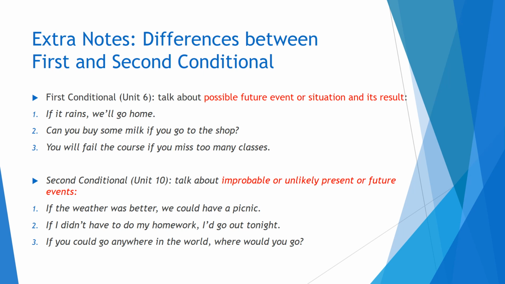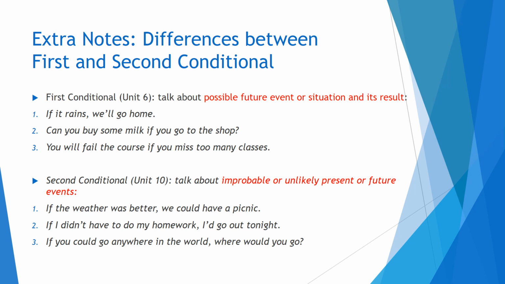But the second conditional is about unlikely, improbable, not real situations. Okay, so here's a few more examples. Number one, if the weather was better, we could have a picnic. So you can imagine that the weather is bad, it's raining, so it's not a likely situation. Number two, if I didn't have to do my homework, I'd go out tonight. Okay, but the reality is, I have to do my homework. And number three, if you could go anywhere in the world, where would you go? Obviously you can't, so you have to use your imagination.